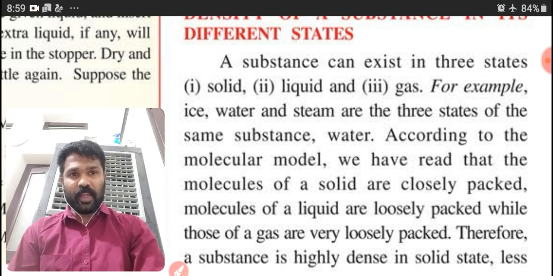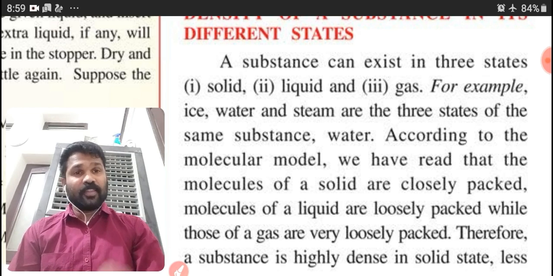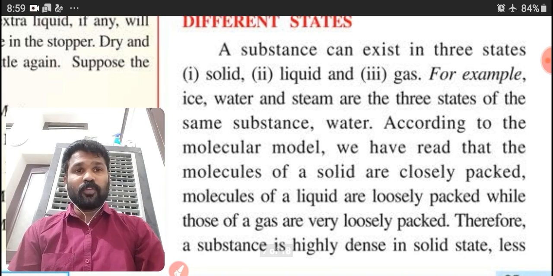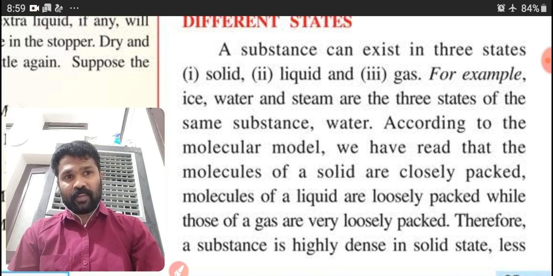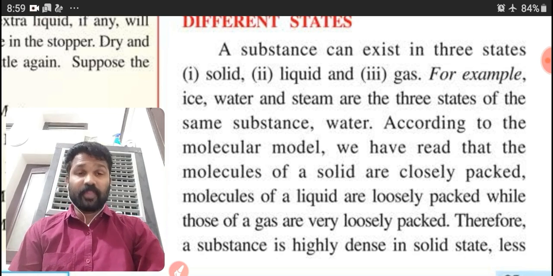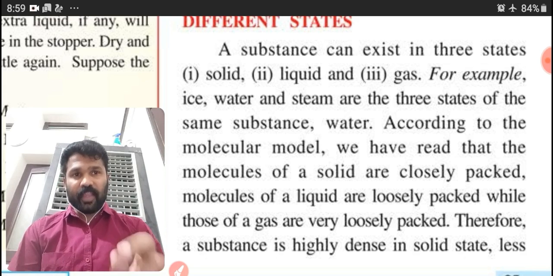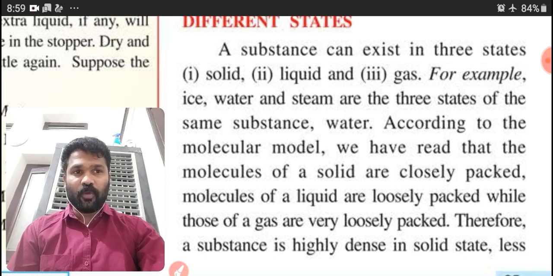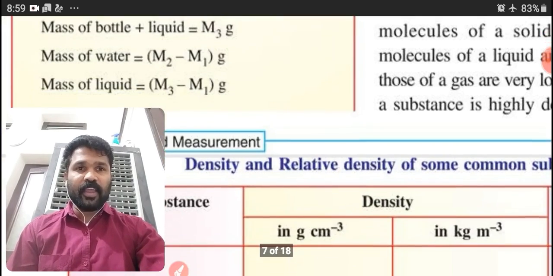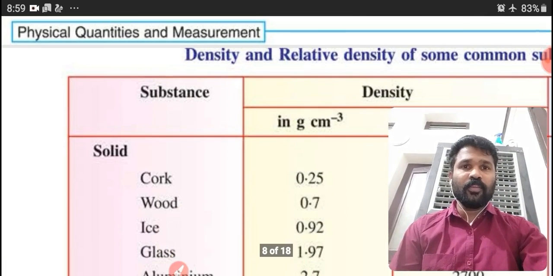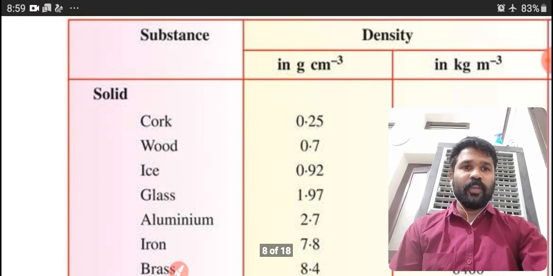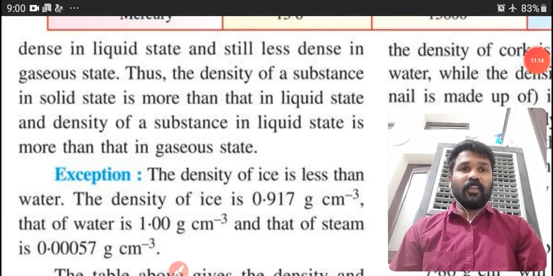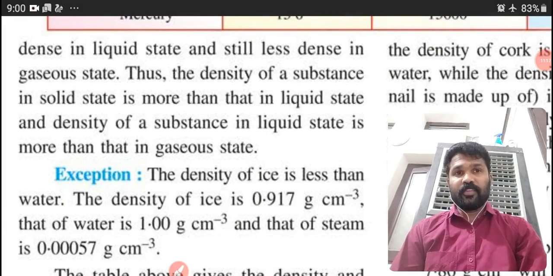According to the molecular model, we have read that the molecules of a solid are closely packed, and molecules of a liquid are loosely packed, while those of a gas are very loosely packed. Therefore, a substance is highly dense in solid state and less dense in liquid state. Okay, students? And still less in gaseous state.